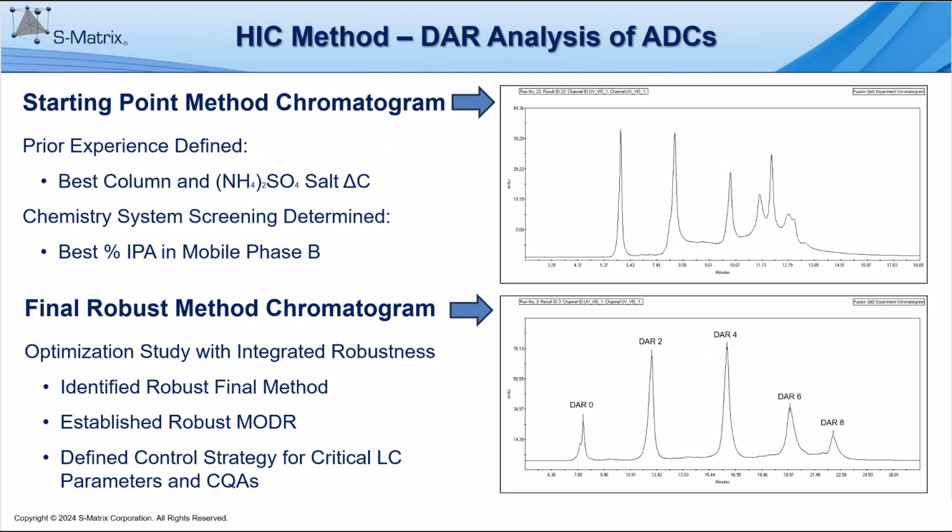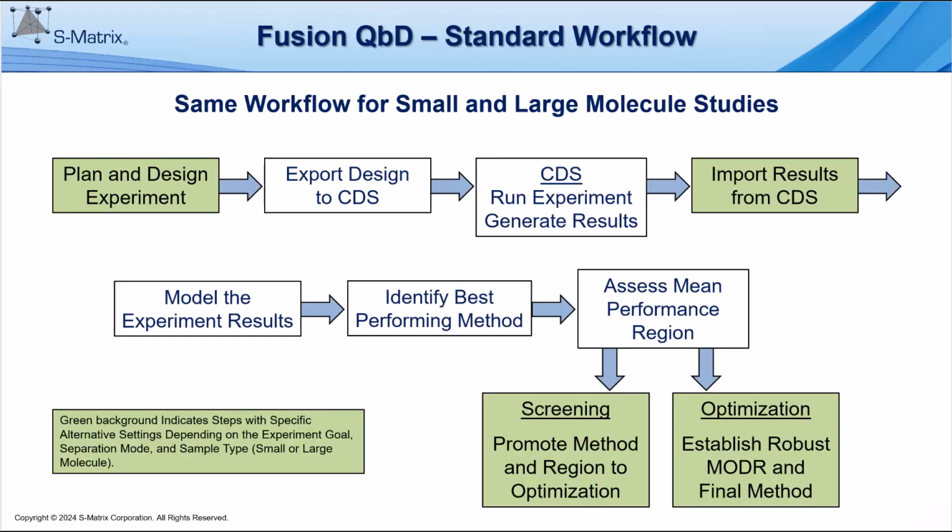This slide summarizes the work and results done using the same method development workflow for another recent study which developed a robust HIC method for drug-to-antibody ratio analysis of antibody-drug conjugates. In conclusion, this presentation has shown that Fusion QbD fully supports the robust development of large molecule methods with a standard fully supported workflow which is completely aligned with the current regulatory guidances and expectations.